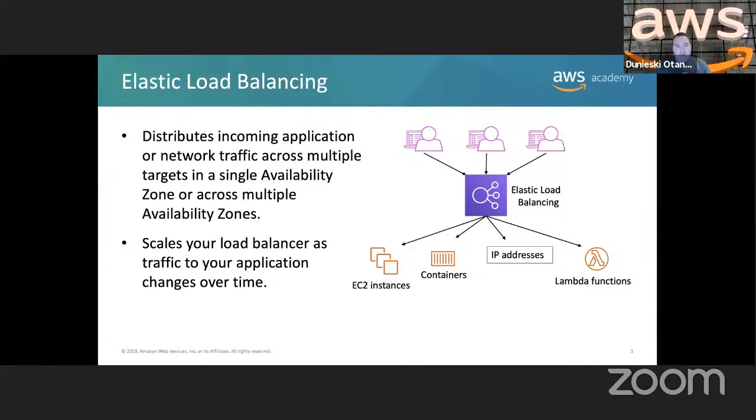It distributes application and network traffic across multiple targets in a single availability zone or across multiple availability zones. If you are trying to send traffic across multiple availability zones, then you will have to enable something called cross-zone load balancing for the elastic load balancer to be able to distribute traffic across availability zones. It will scale your load balancer as traffic to your application changes over time.